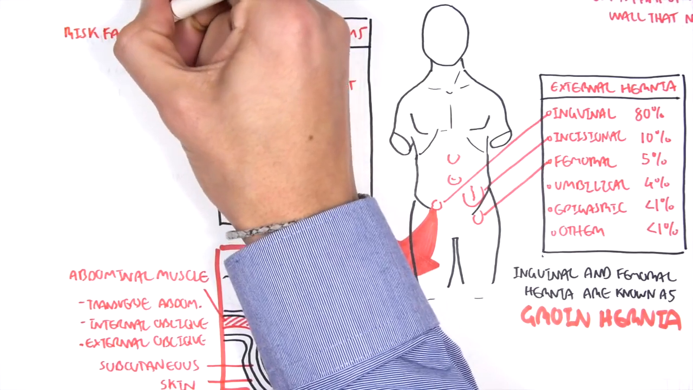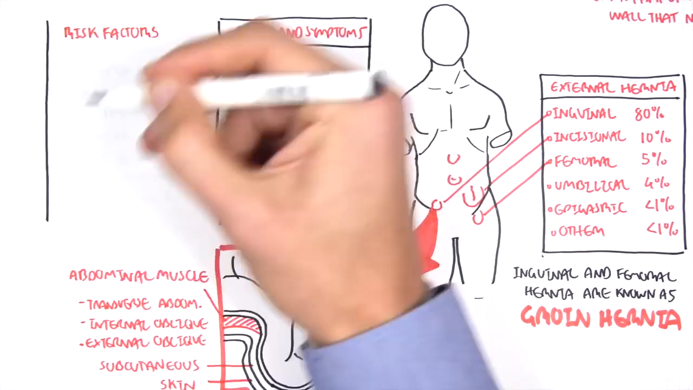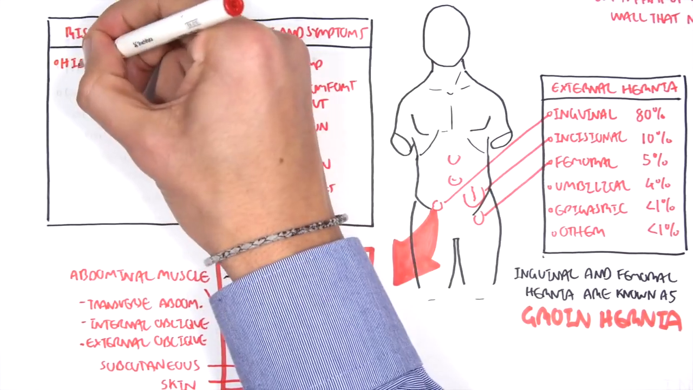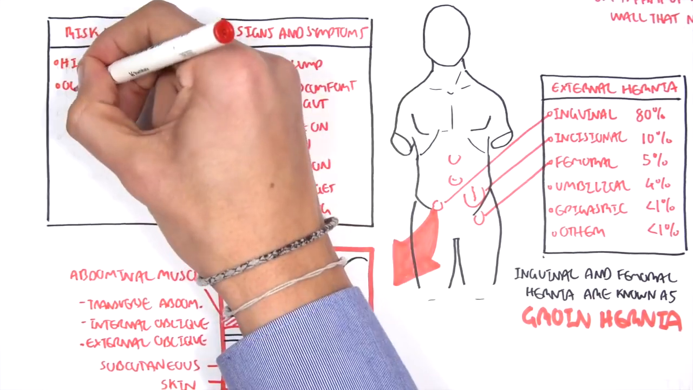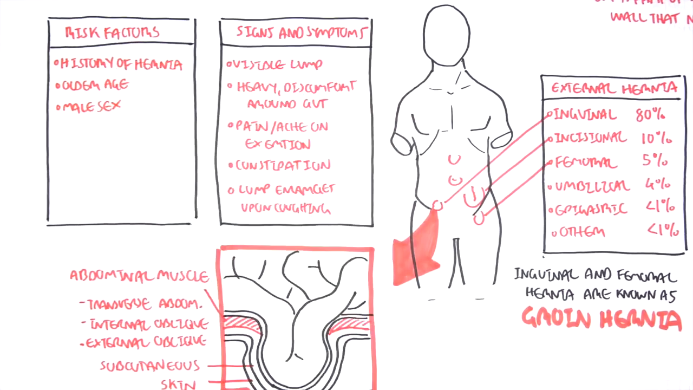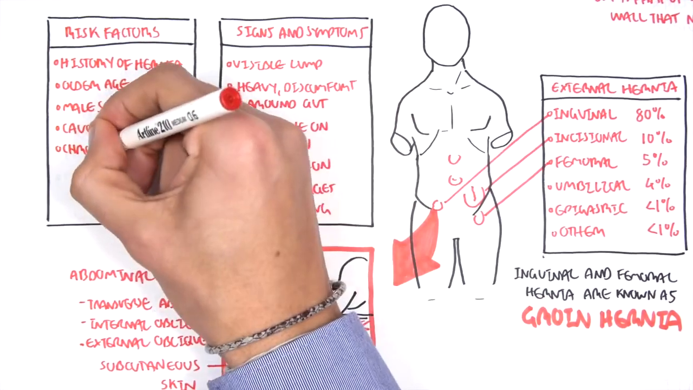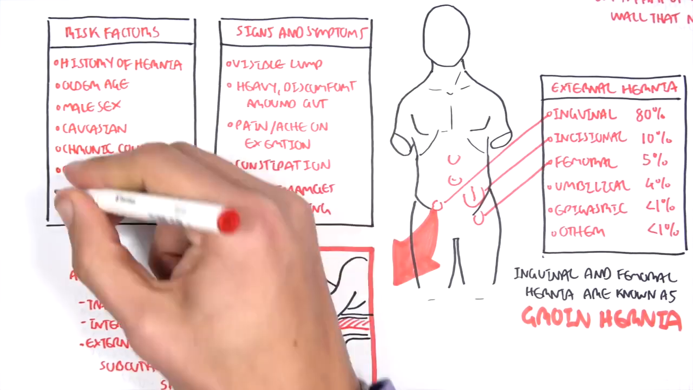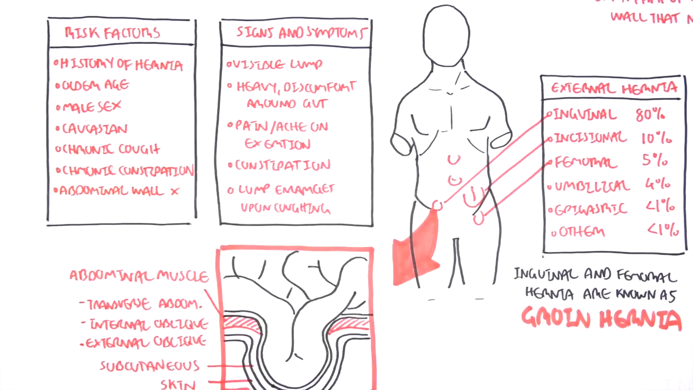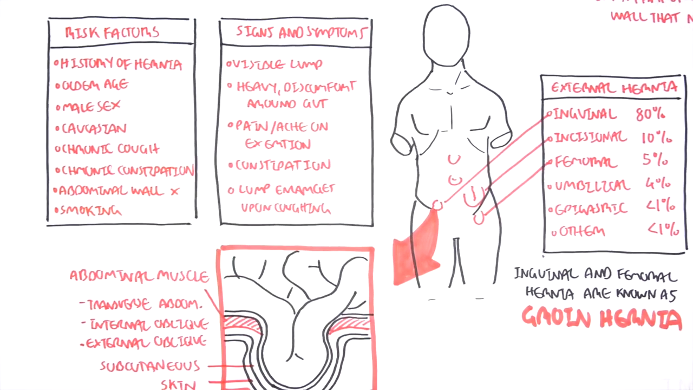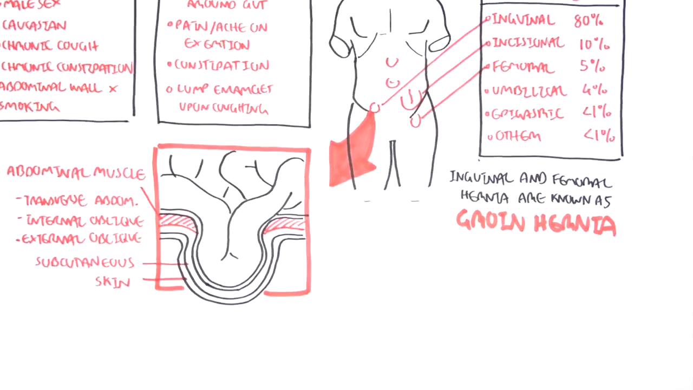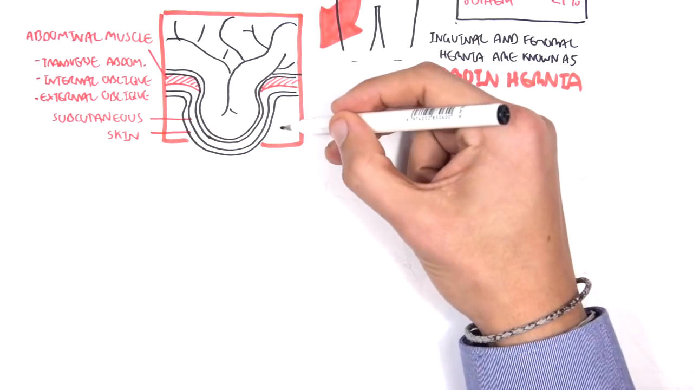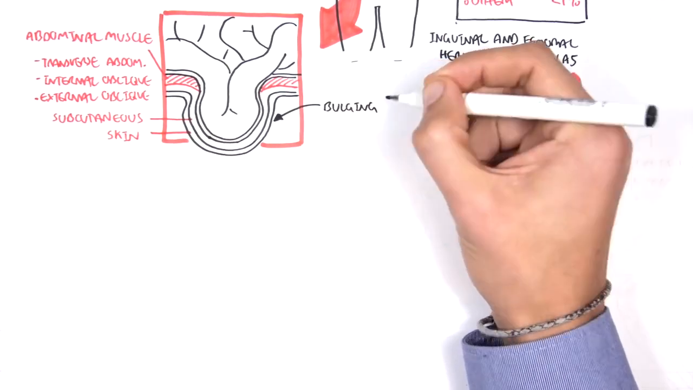So what are some risk factors for someone to develop an inguinal hernia? These include a history of hernia, older age, male sex, being Caucasian, having a chronic cough, chronic constipation, a weak abdominal wall, and also smoking. So again, in an inguinal hernia you have the bulging of the small intestine through the abdominal wall.